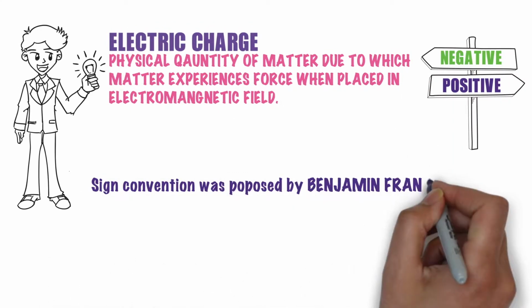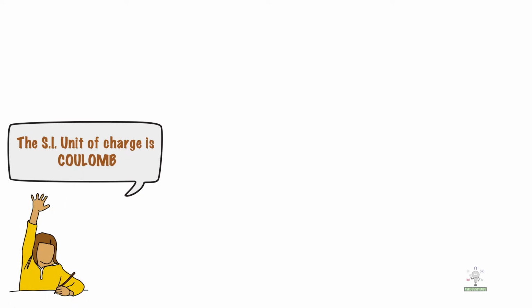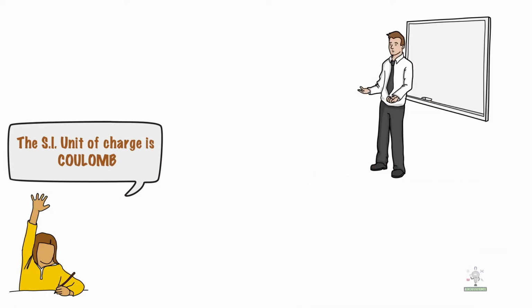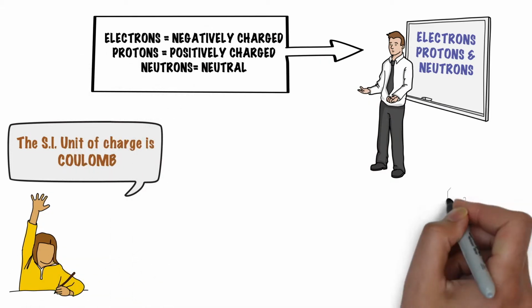Charges can be of two types, positive and negative, and this sign convention was proposed by Benjamin Franklin, and you can see him on the $1 bill. The SI unit of charge is the Coulomb. If we talk about the subatomic particles, that is electrons, protons and neutrons: electrons are negatively charged, protons are positively charged, and neutrons are neutral. They have no charge on them.